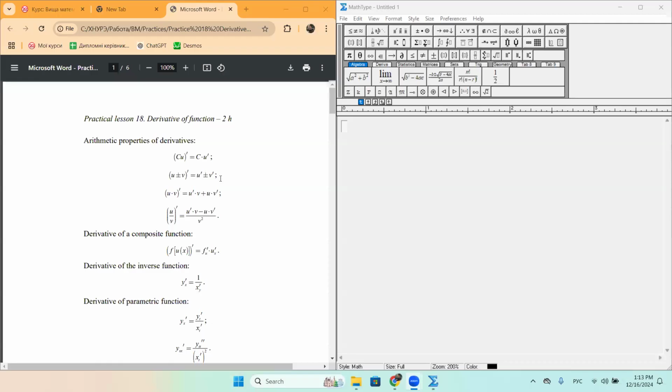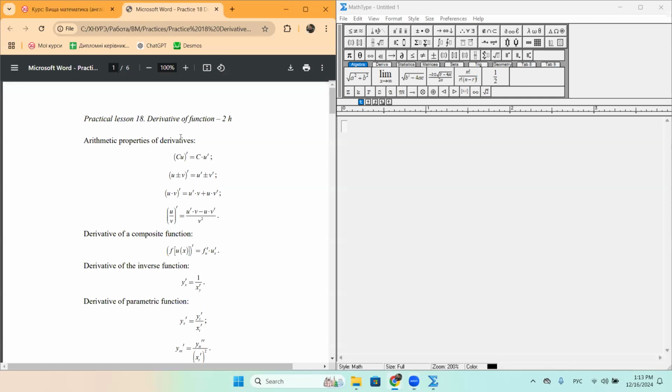Good afternoon, dear students. In our previous lesson, we were investigating functions for continuity, and our topic for today is the derivative of a function. So first of all, before we start, let me remind you of some theoretical information that will be useful for us.